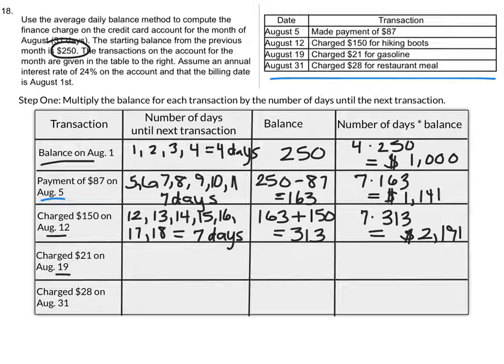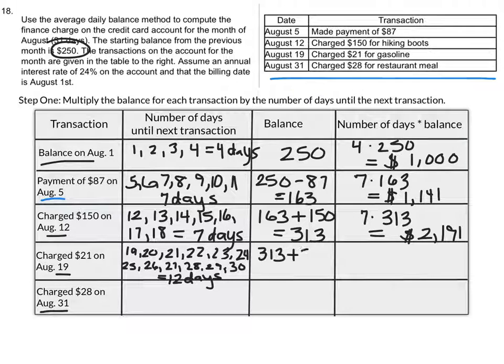Next, I charged $21 on August 19th. And the transaction after that was on August 31st. So I'm going to list the 19th through the 30th. When I count the number of days from the 19th to the 30th, I have 12 days. Now I'll compute the balance. So I had a balance of $313, and since I charged $21, I'm going to add 21. 313 plus 21 is 334. Now I'll multiply 12 times 334. And I get a value of $4,008.